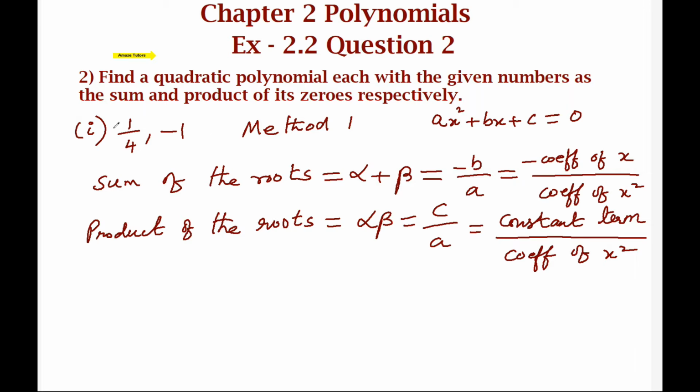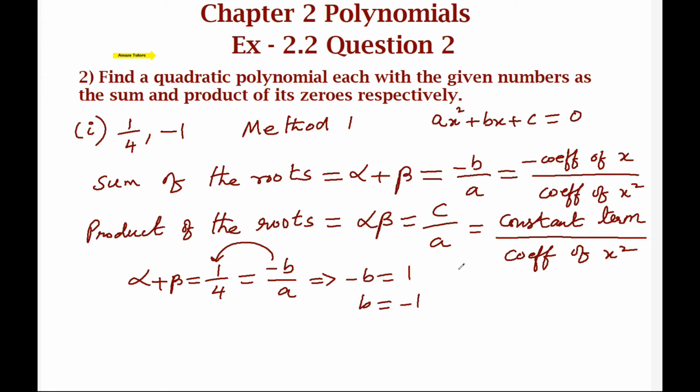Now let me substitute the given values. What is alpha plus beta? Which is 1 by 4. This is the same as negative b by a. So if I want the b value, I can equate the numerators. When you equate the numerator, negative b is 1, so b is negative 1, isn't it? Now equate the denominator: a is equal to 4. Now we got the two values a and b.